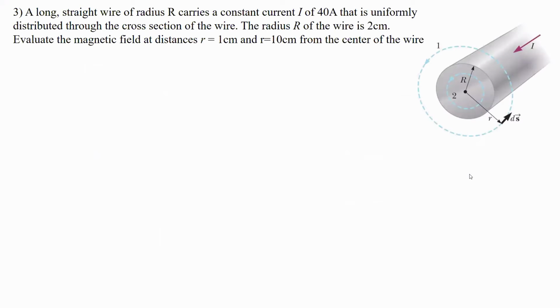Now we have a current passing through this long straight wire of radius big R, which carries a constant current of 40 amps, uniformly distributed across the cross section of the wire. In other words, J, the current density, is the same everywhere. The radius big R of the wire is 2 centimeters. We want to evaluate the magnetic field at 2 locations, one at 1 centimeter and the other at 10 centimeters from the center of the wire.